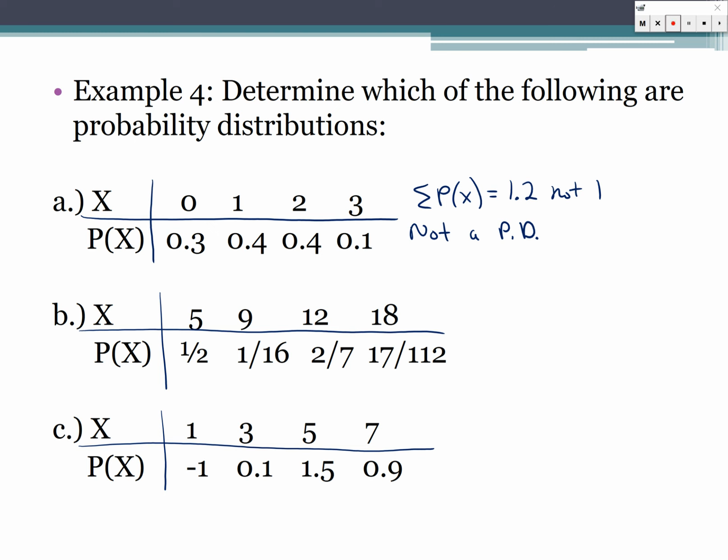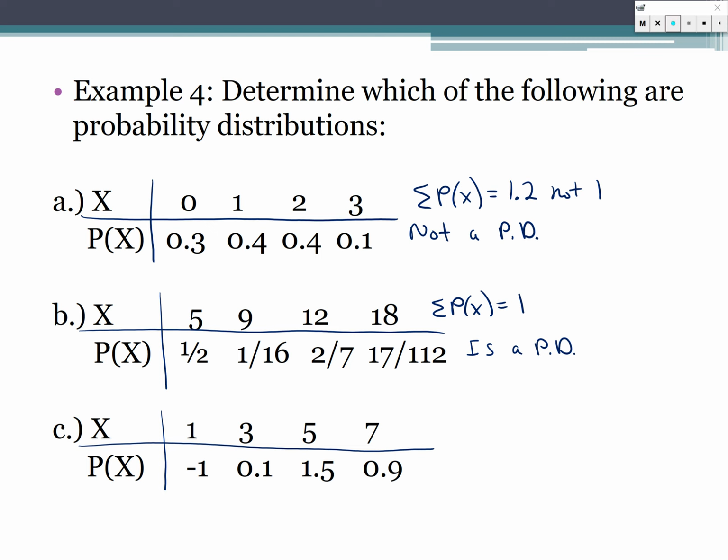If we look at letter B, if I add together a half and a 16th, 2/7, and 17/112ths, the sum of our probabilities equals 1, so that first requirement's met. The second requirement says all of our probabilities have to be greater than or equal to 0, so no negatives, or less than or equal to 1, so nothing bigger than 1. All of our probabilities check out, so this is an okay probability distribution.